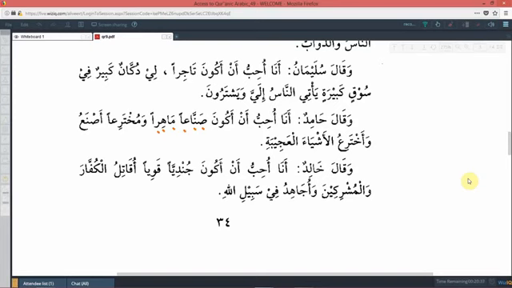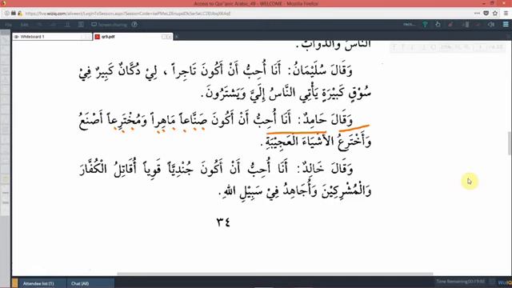Right? A skilled manufacturer. Wa muhtari'an, muhtari'an from Kha Ra Ain, meaning an inventor. مخترعا, an inventor. أنا أحب أن أكون صناعا ماهرا ومخترعا. I want to be a skilled manufacturer and inventor. أصنع, from the same root as sina'a. I will manufacture. وأخترع, and invent. الأشياء العجيبة. Strange things, amazing things.